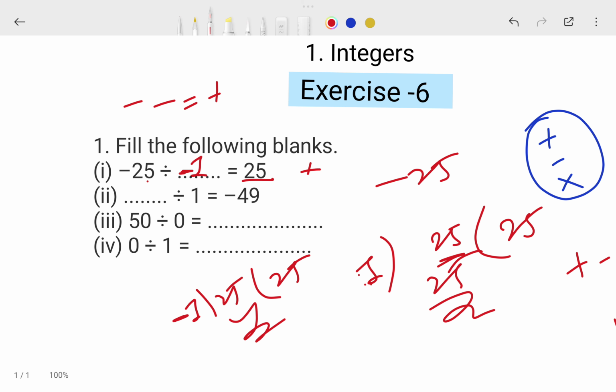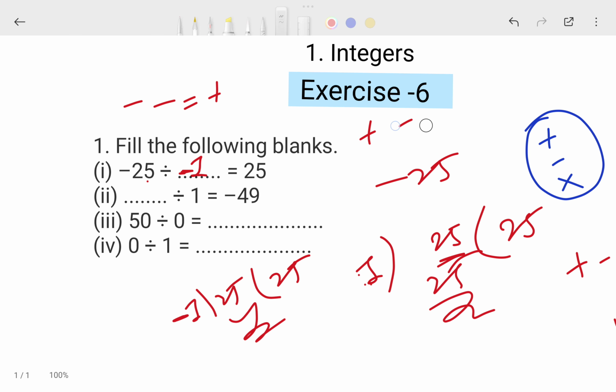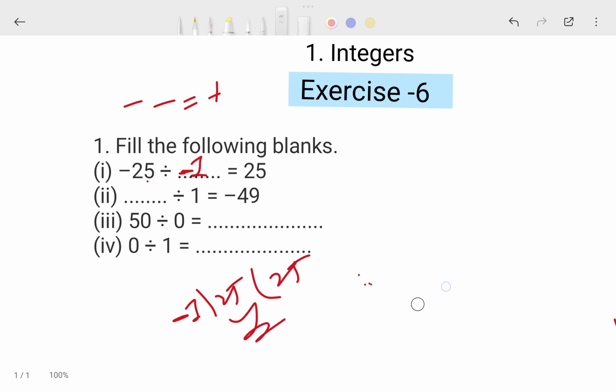So now the answer becomes plus 25. Okay, so now this is correct. I will explain again to you, don't worry, don't be confused, I will explain again.